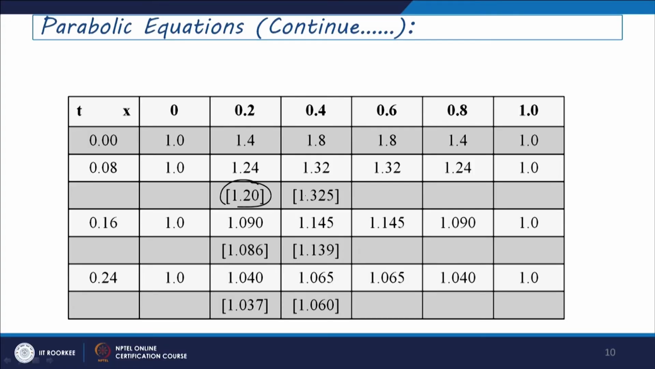Further, if you look at the values obtained in the explicit approach, they come as 1.20 here and 1.325 for this case. And with the implicit approach, we obtain these values as 1.24 here and 1.32 here. Similarly, at different levels we have computed these values in the explicit approach and also in the implicit approach, and you can find the differences in this table here.